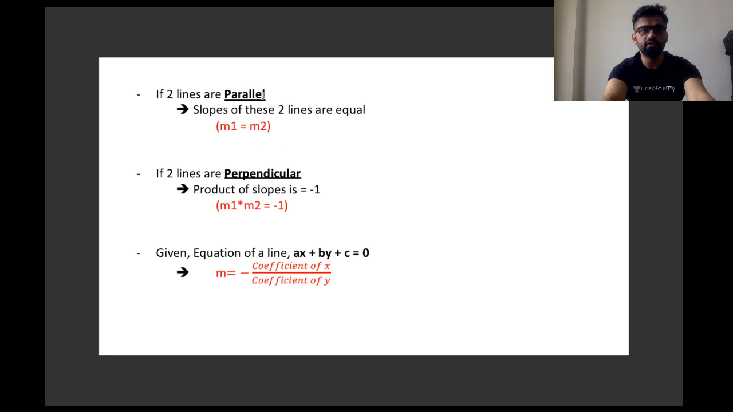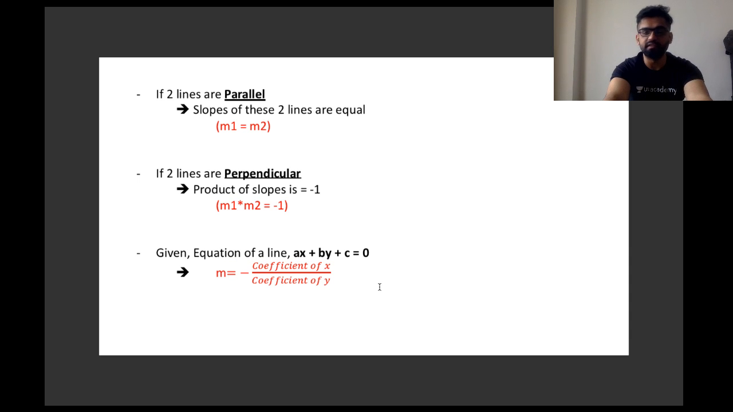Something very important we're going to discuss now. If two lines are parallel, their slopes are equal. If two lines are perpendicular, the product of their slopes is -1. अगर आपके पास एक इक्वेशन है लाइन की ax + by + c = 0 और आपको स्लोप पूछा गया है, तो आप कैसे निकालेंगे? माइनस ऑफ कोएफिशिएंट ऑफ x डिवाइडेड बाय कोएफिशिएंट ऑफ y.